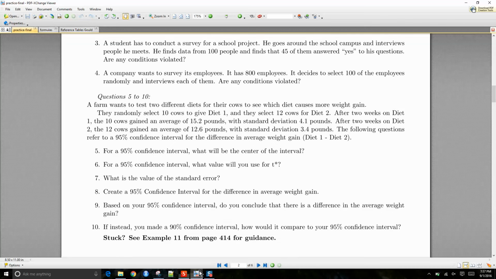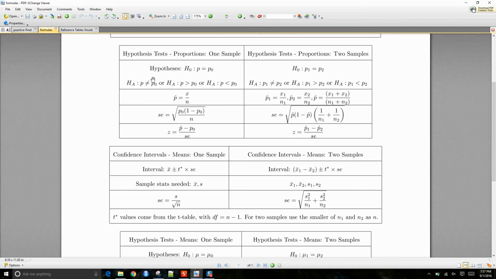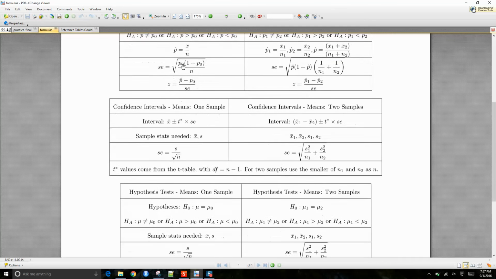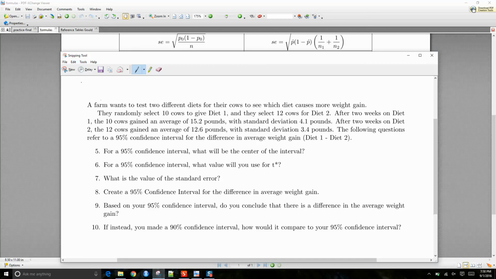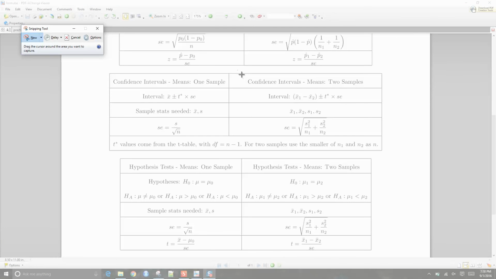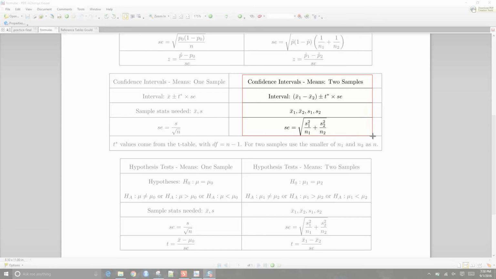I'm going to go to the reference table, where it says confidence intervals, means, 2 samples, and I'll copy this chunk and put it into our notes here.